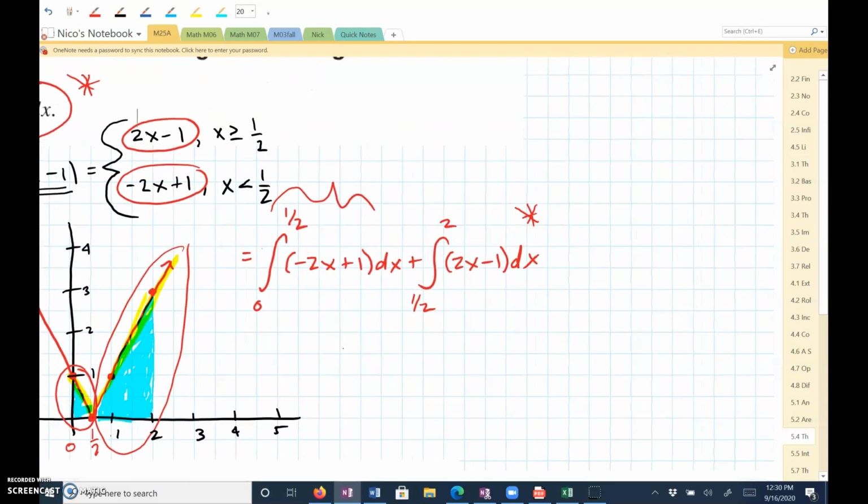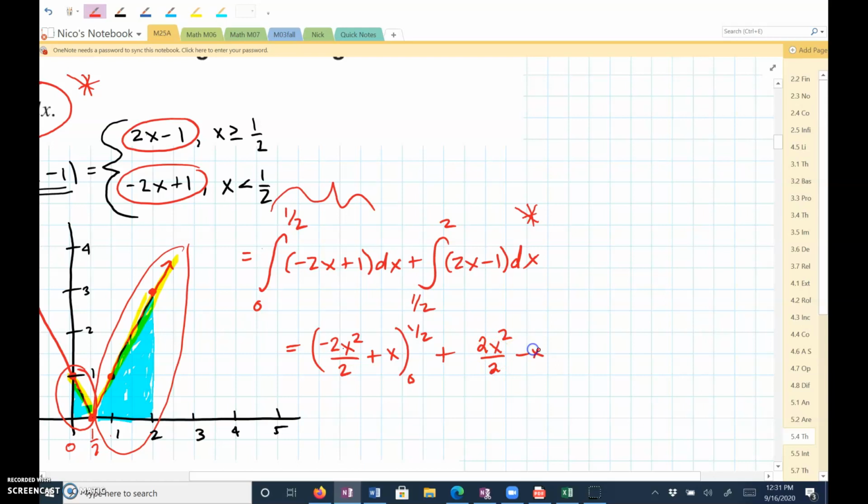Let's evaluate this now. So the antiderivative of negative 2x plus 1 would be negative 2x squared over 2 plus x. And I'm going to integrate that from 0 to 1/2 plus the antiderivative of 2x minus 1 would be 2x squared over 2 minus x. And we're going to integrate that from 1/2 to 2.